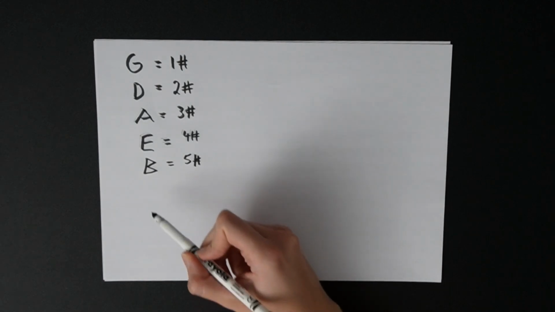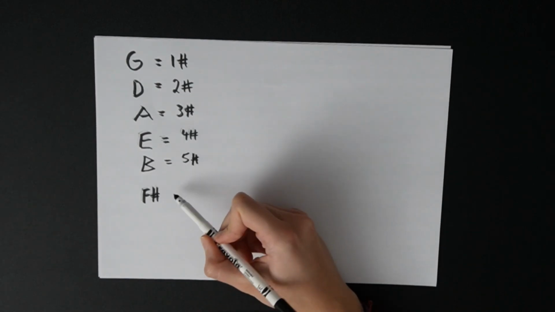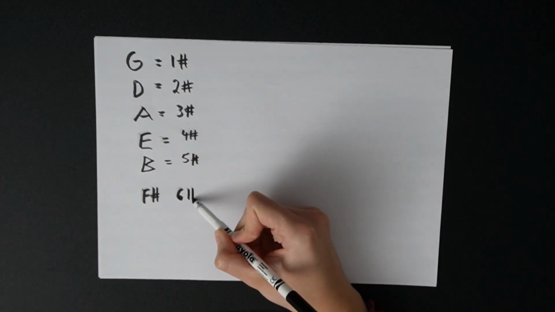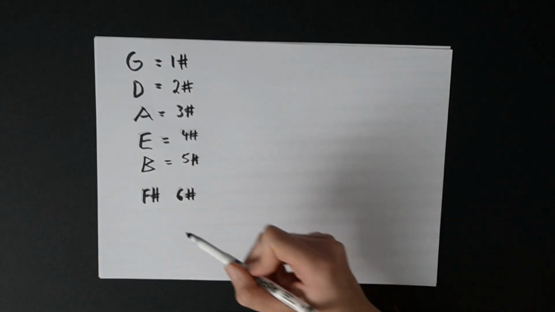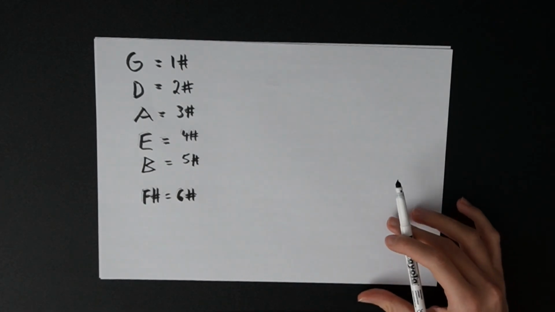This one is an exception. It's F sharp, and it has 6 sharps. So next, we're going to learn how to do flats.